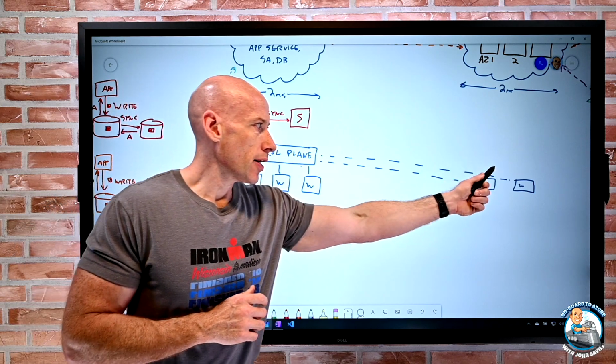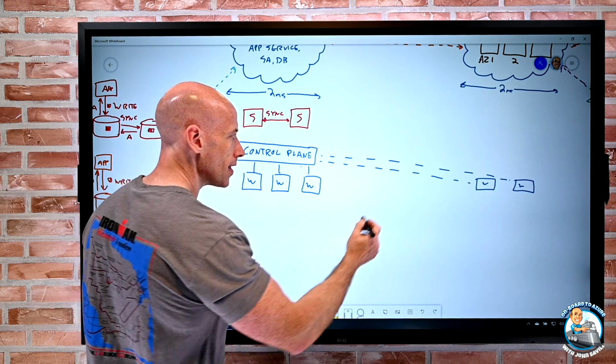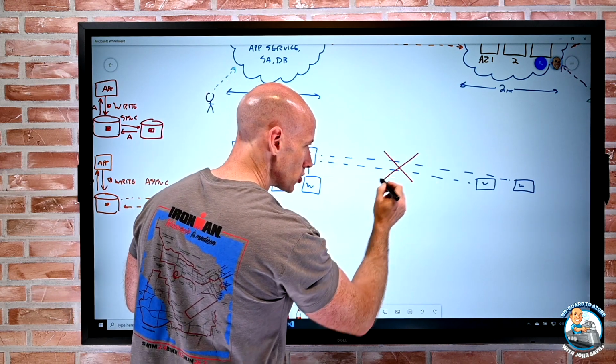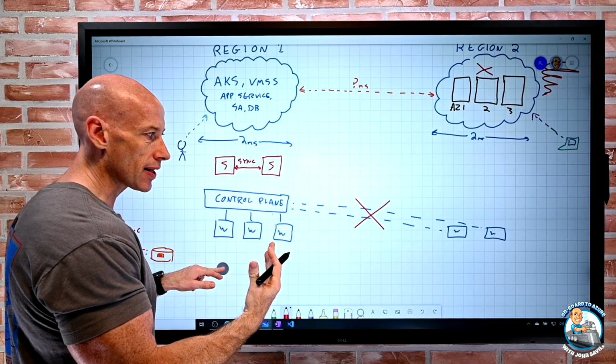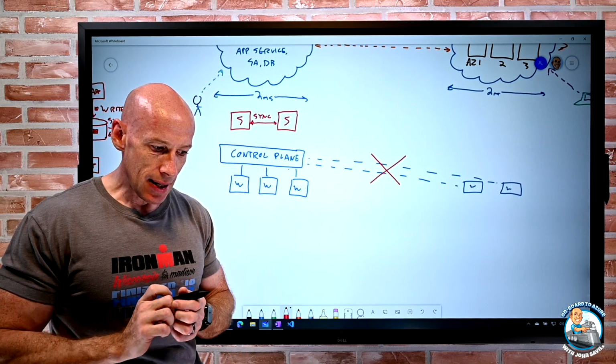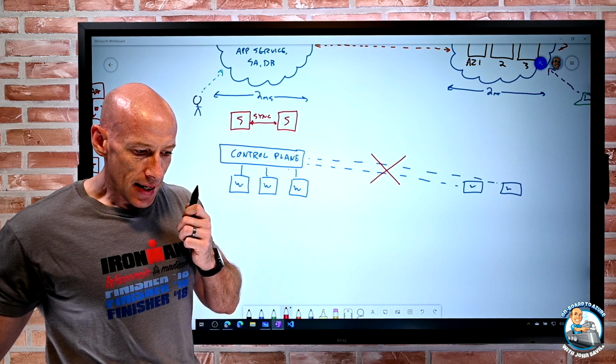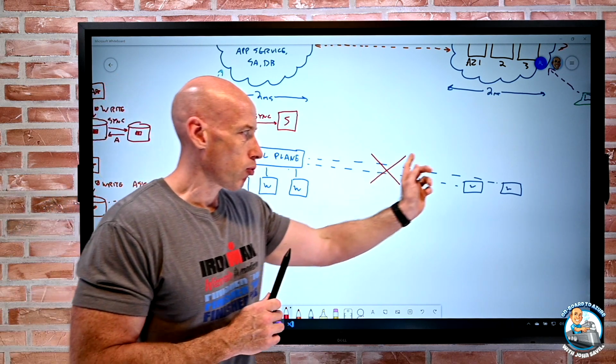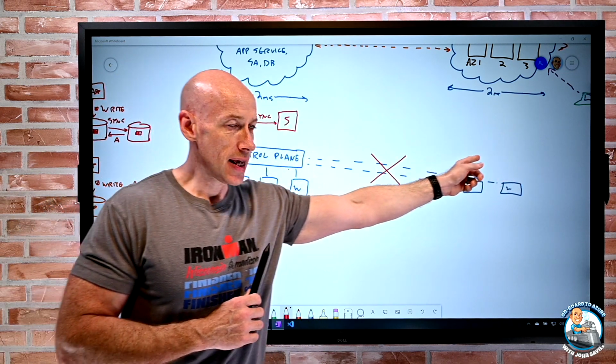So this is not attractive. I do not want a dependency between regions. I want resiliency. That's the whole point of this. So this is not a good situation. I have zero interest in being in that scenario. It's much better for me to have a separate control plane on here.